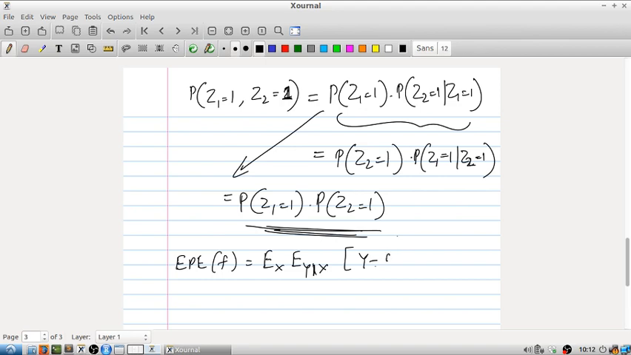Y minus f of x. Okay, it's the same thing. I just replaced the function here.